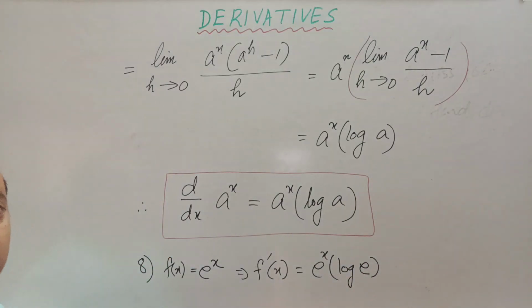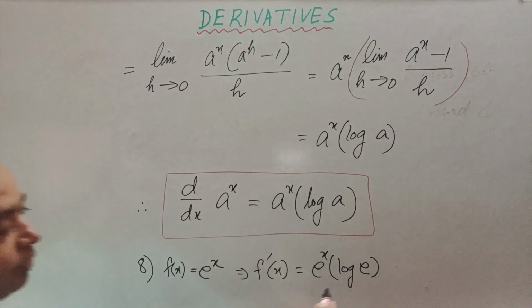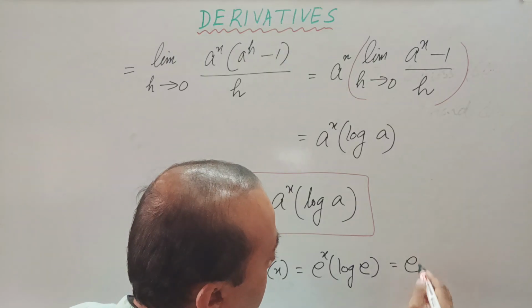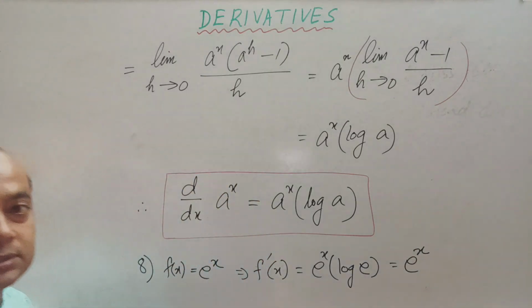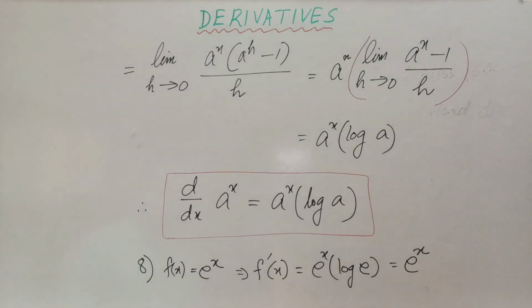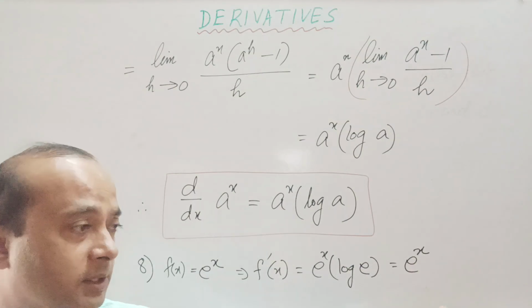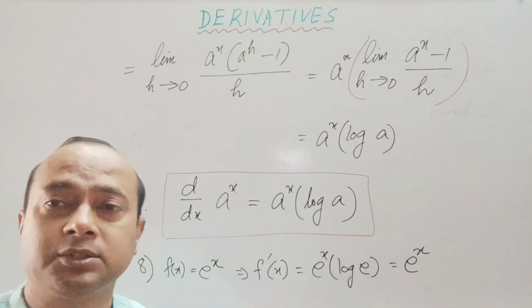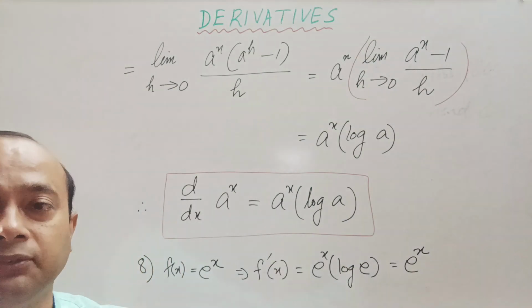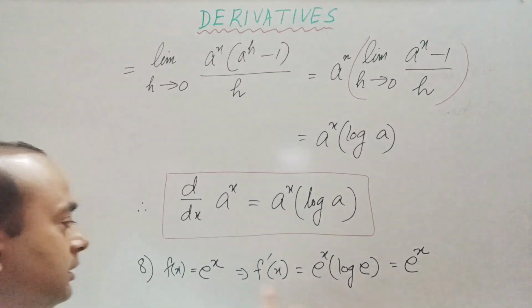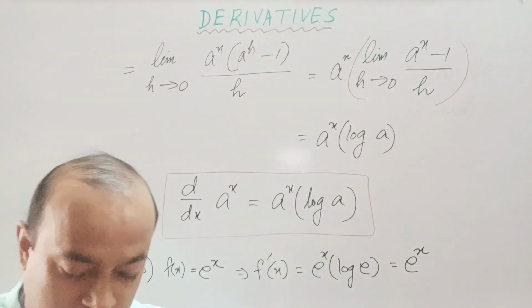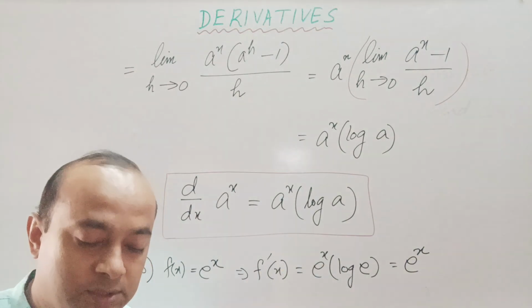correct? And what is the value of log e? Log e's value is 1. So this answer is e to the power x. So d/dx of e to the power x is e to the power x. And this is the only function whose derivative is the same as it is. e to the power x, e to the power x. And this function is known as actually the stubborn function.